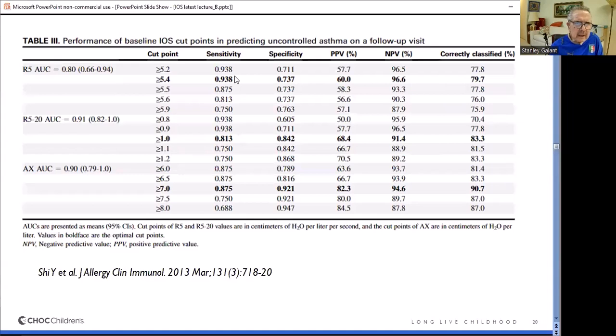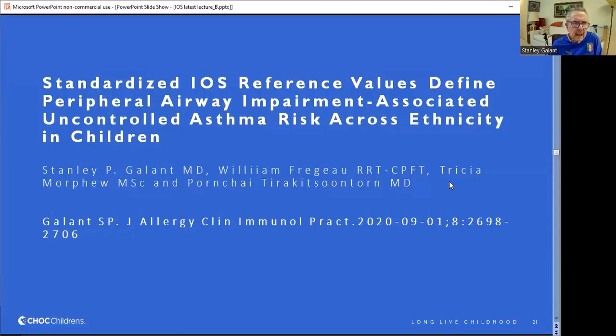And again, if we looked at the accuracy, we could see that R5 minus R20 was 83% accurate in predicting exacerbation, and AX was even better at 90%. So these are very good markers that could predict a future exacerbation. The next set of experiments was done more recently and published in 2020, about 7 years later.